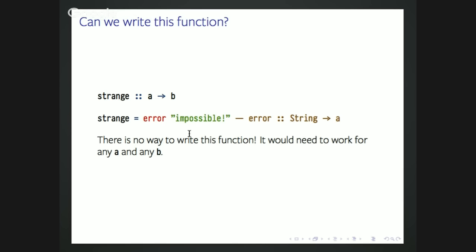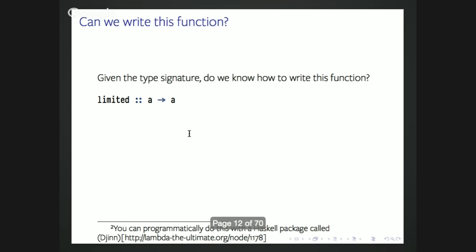Here it says string to A, but that's just how it comes up in the Haddock documentation. So there's no way to write this function, and you need it to work for any A and any B. The only exception is if you write undefined or error. Undefined will take the place of any value, but when you try to actually execute undefined or error, it will just crash your program instead.